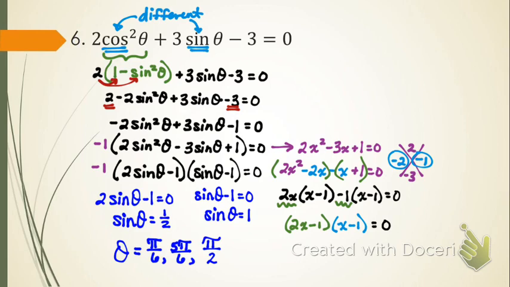Do I need to check these? No. Why not? Cosine is all real numbers, sine is all real numbers. So I don't have to worry about falling outside the domain.